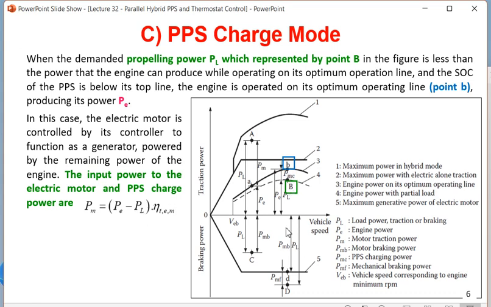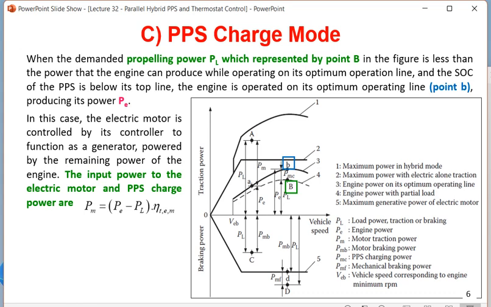So PE is the whole power minus PL. So PE minus PL, that much is the remaining power multiplied with the efficiency of the drivetrain. Whatever is the efficiency of the drivetrain from the engine to the battery, there is no direct path, there is an indirect path.